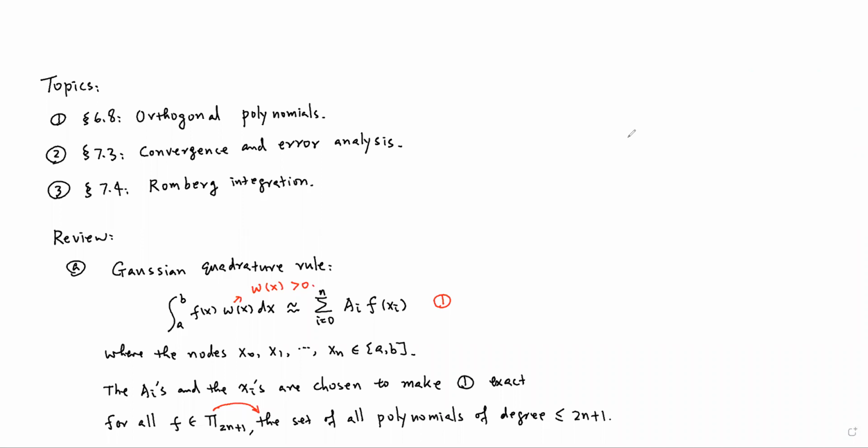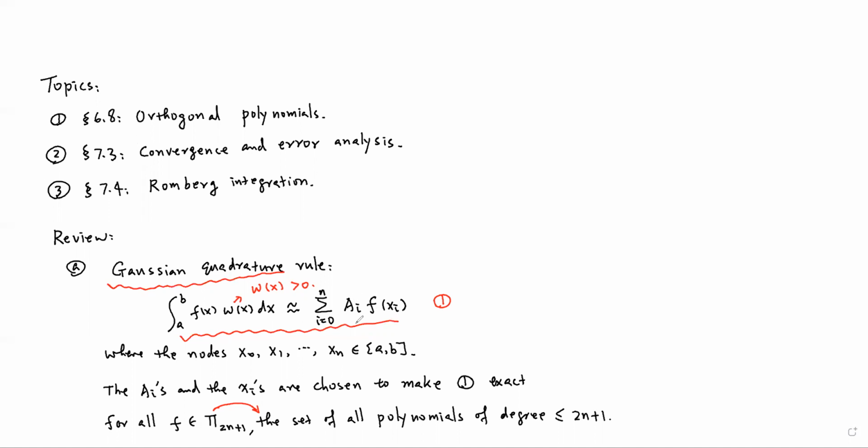Okay. Today is still about Gaussian quadrature. Gaussian quadrature is a formula of this form. Here, W, we call it a weight function. We assume in Gaussian quadrature, W is continuous and positive, because only when W is positive can we obtain some good results.